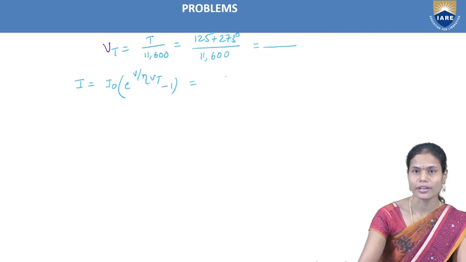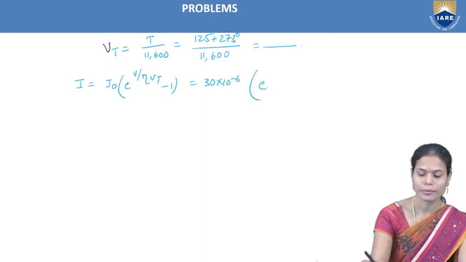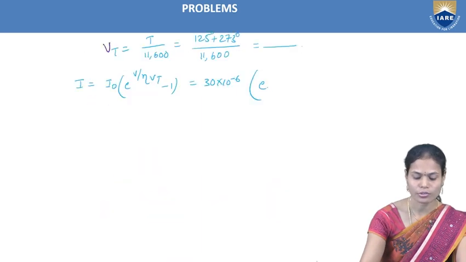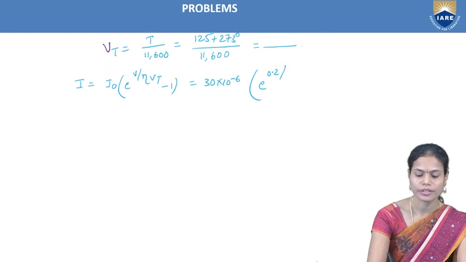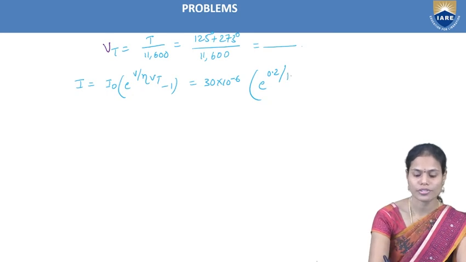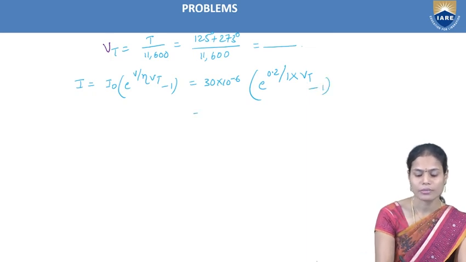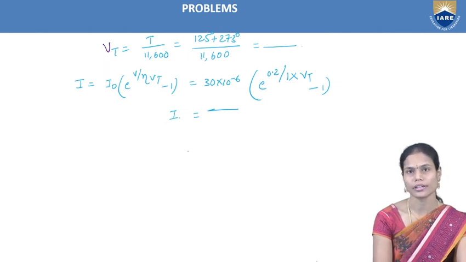The I naught value is given as 30 microamperes, that is 30 into 10 power minus 6. E power V, where the V value is 0.2 volts, divided by eta Vt. It is a germanium diode, so the eta value is 1. And Vt, whatever we get here, we have to substitute. If we simplify this, we will get the current of the diode.